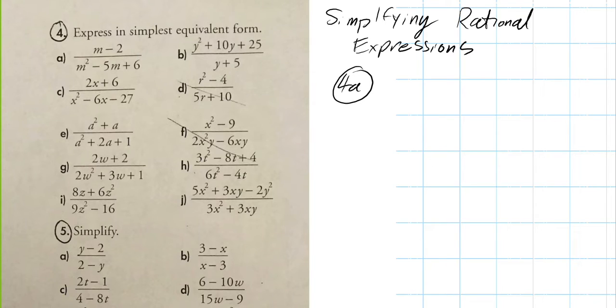Okay. Simplifying rational expressions. So we'll write out 4a here. We got a whole slew of them here on the side. We got m minus 2 divided by m squared minus 5m plus 6. The bottom here, if we take a look at it, is very similar to a quadratic that you may be familiar with, right?